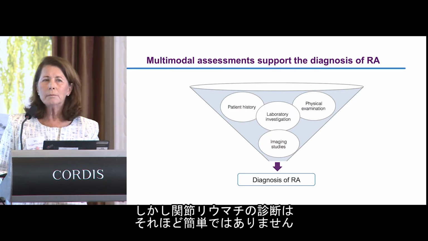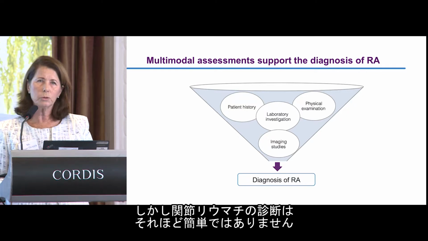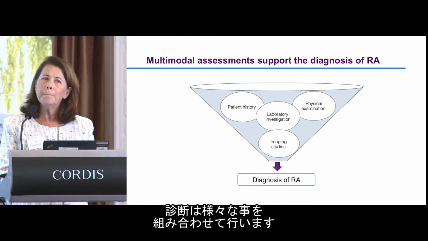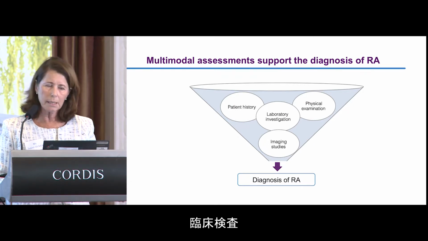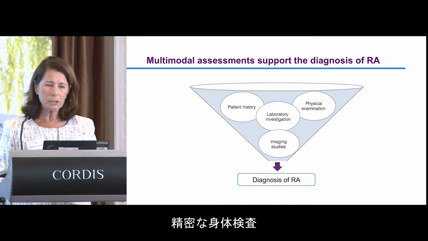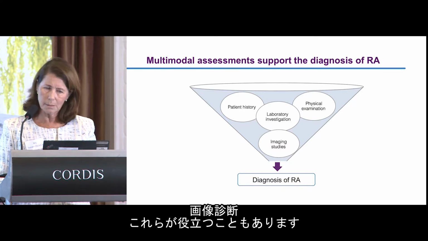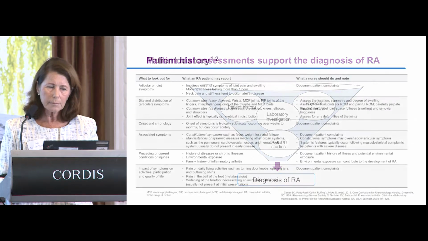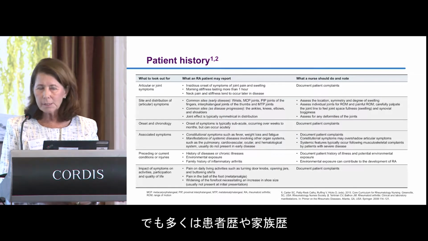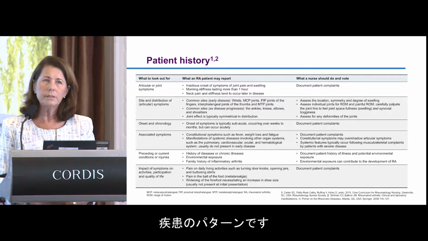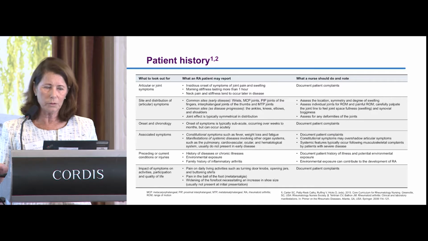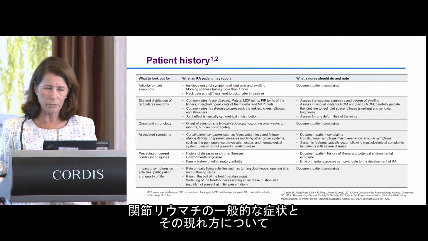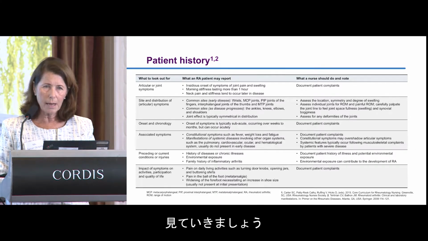But it isn't a very easy process in rheumatoid arthritis. It's a mix of things that will help the diagnosis: your patient history, the laboratory investigations, a good physical examination, imaging studies. Some of those will help. But a lot of it is about the patient's history, their family history, the pattern of the disease. You will be looking, and you will know well already, all of you, what commonly presents with rheumatoid arthritis and how it presented.